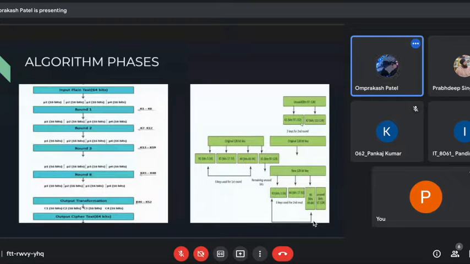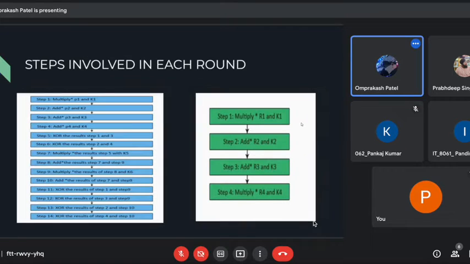Here is the pictorial representation of the algorithm. We can see on the right hand side the 128-bit key, which is divided into subkeys. And on the left hand side, we can see the 8 rounds along with the output transformation, which uses subkeys to generate the cipher text.